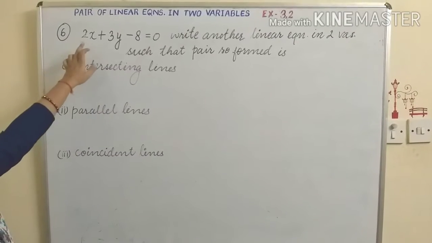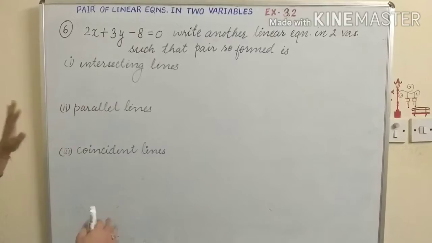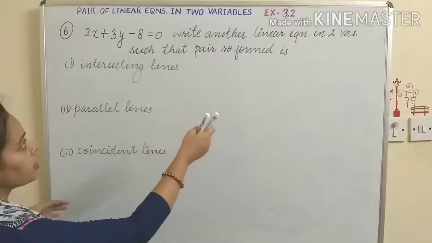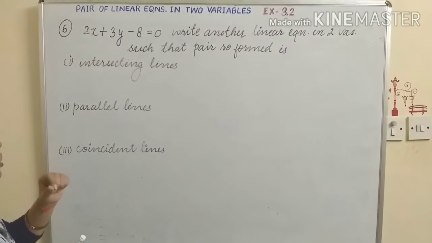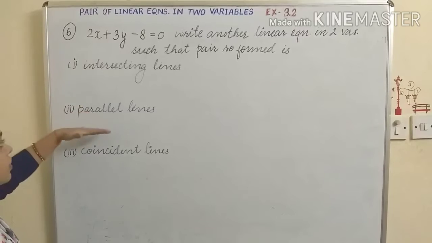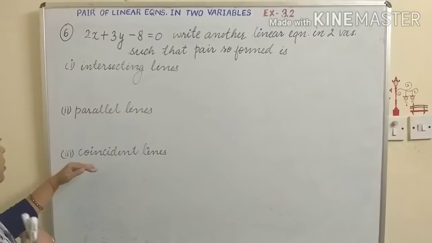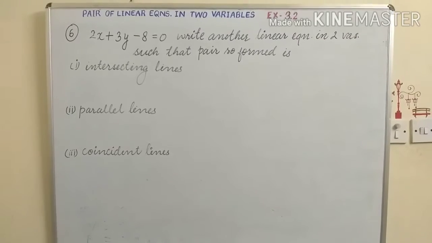The question is, you have been given an equation 2x plus 3y minus 8 equal to 0, and now we have to write another linear equation in two variables which can be paired with it, so that the pairs of lines are: first, intersecting; second, parallel; and third, coincident lines.